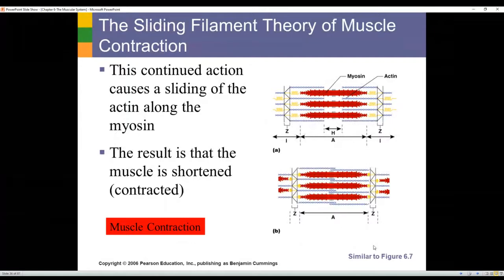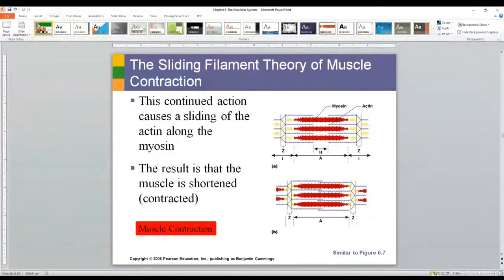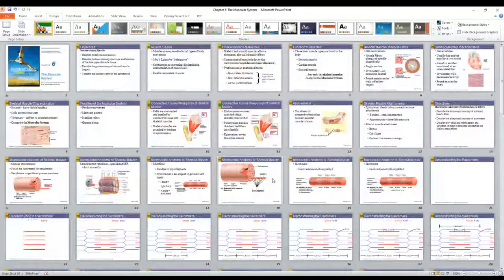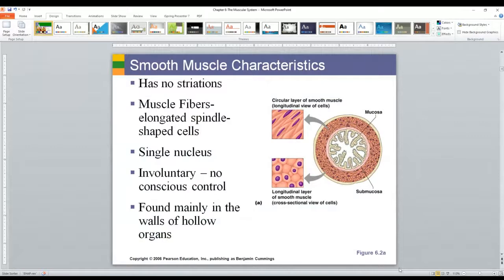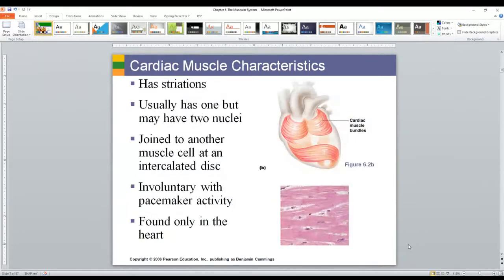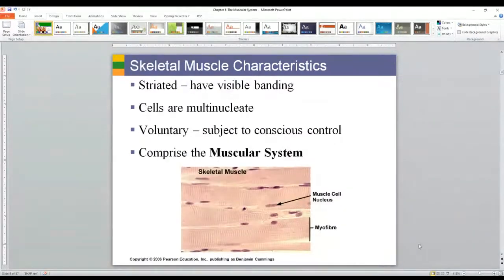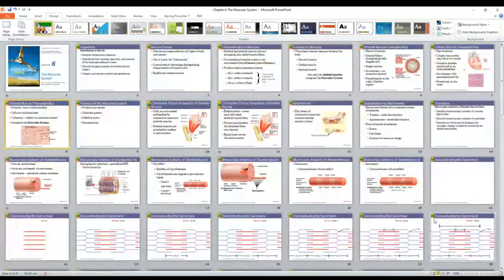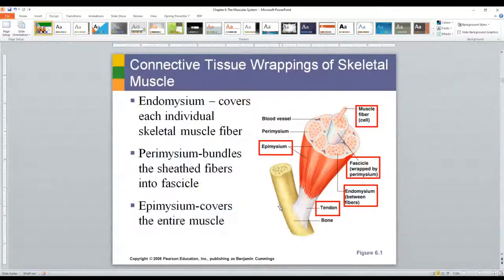Okay, so we only have 2 minutes left, so I can't really start the next topic. Let's review what we talked about. First we discussed the 3 different types of muscle tissue. So make sure that you're familiar with the 3 different types and how they compare and contrast: smooth, cardiac, skeletal muscle. Then we looked at the anatomy of skeletal muscle, the organ.